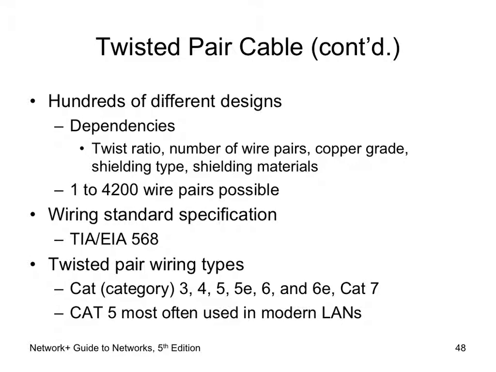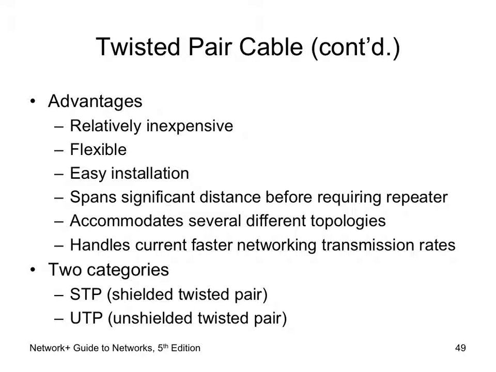Category types for twisted pair are 3, 4, 5, 5E, 6, 6E, and Cat7. Cat5 and Cat5E are the most popular today in LANs when you're creating cable. At home, at work, and even here, we have the Cat5 family. Advantages over coaxial: relatively inexpensive, flexible, easy to install, whether you make your own or go buy cable, either one. It spans significant distance before requiring a repeater, about 150 feet is what I recommend. It accommodates several different topologies and handles current faster networking transmission speeds, which are up to a gigabit per second.